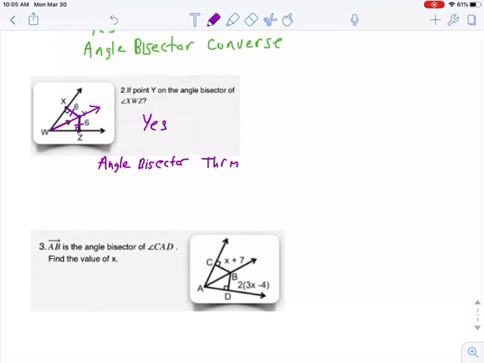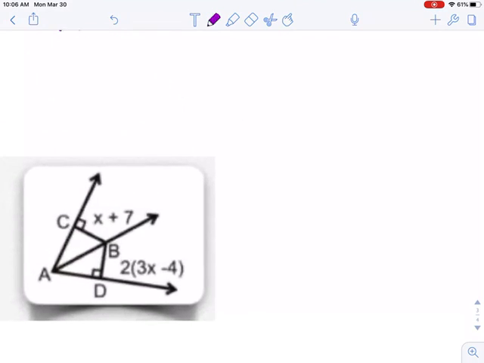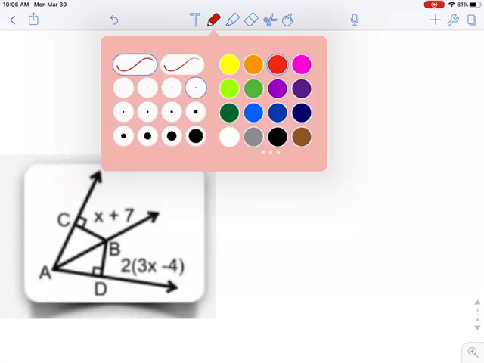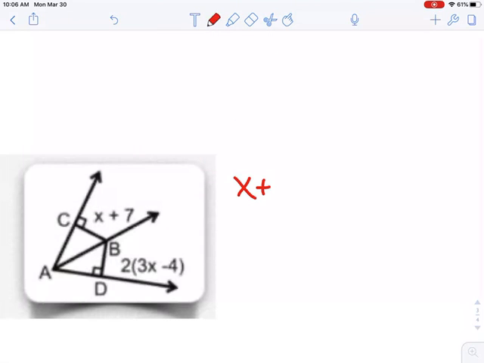Alright, and then we're just going to do an algebra problem. Find the value of x that would force AB to be the angle bisector of angle CAD. So really, when you do these types of problems, it's just set them equal to each other. When in doubt, just set stuff equal to each other. So we're going to set this up right here.